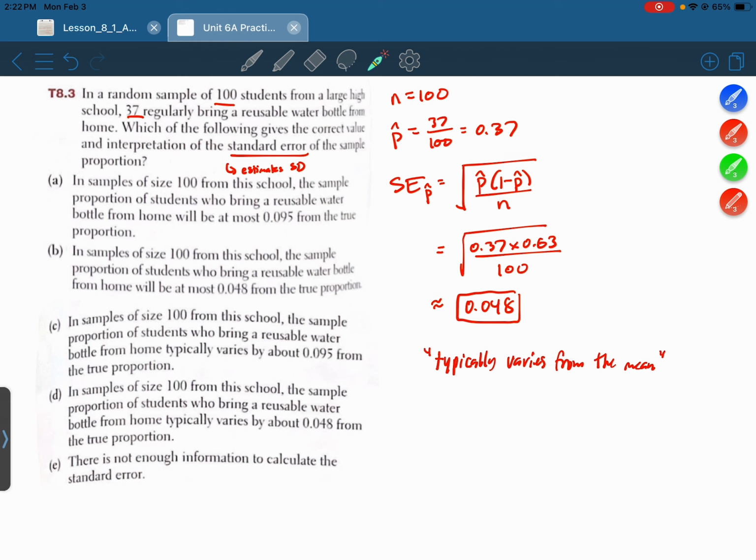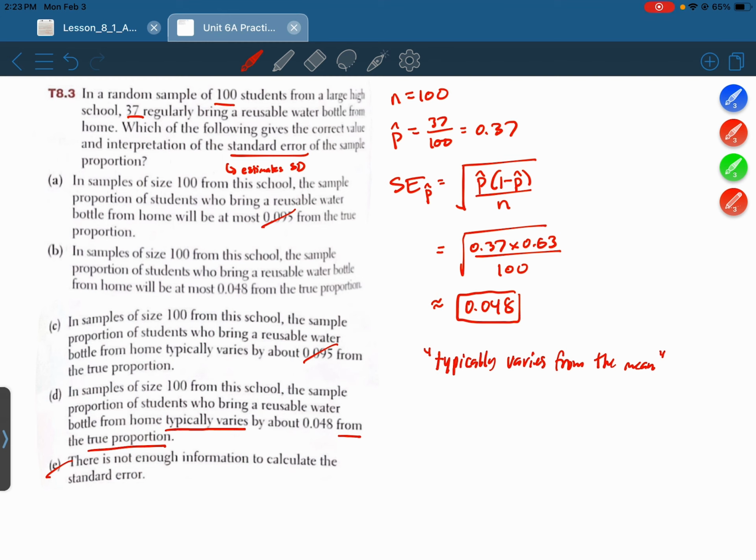All right, so if we go through the answer choices, we could eliminate A because it has the wrong value. Same with C. Same with E because it doesn't even show a value. So then between B and D, we can just see that D uses the correct phrase: typically varies from the mean, or in this case, from the true value.